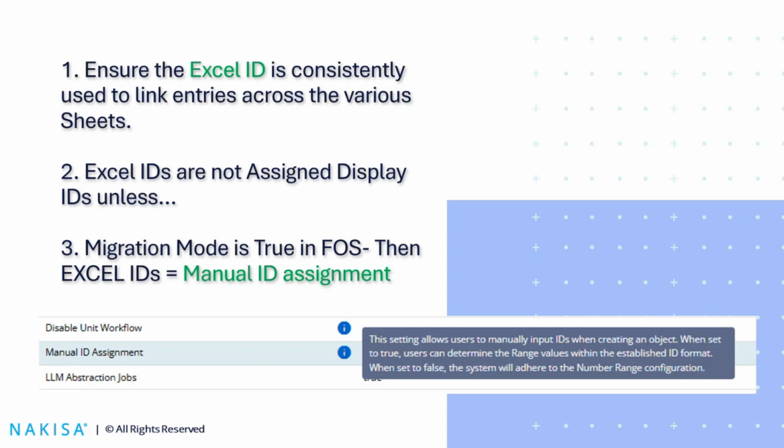I have clients who are actually using, as I mentioned before, the Center of Excellence, and they only create contracts using the upload template. So they will set the manual ID assignment to true on the FOSS, and they will be able to have manual IDs, which will be the Excel IDs.